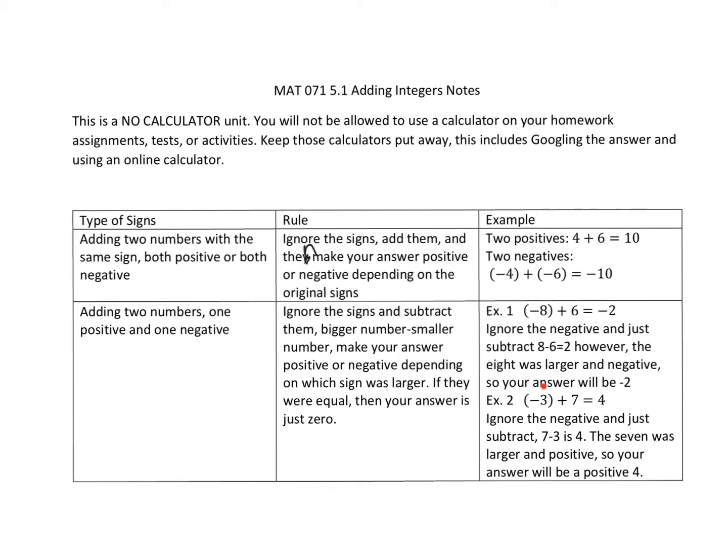For example 2, negative 3 plus 7. Again, they're opposite signs, so you subtract them. I always think of it as bigger minus smaller, so I would do 7 minus 3 is 4. And then I decide, should it be a positive 4 or a negative 4? Which one was larger? The 7 was larger, so it would be a positive 4 because 7 is positive. So let's go ahead and try some of these out.